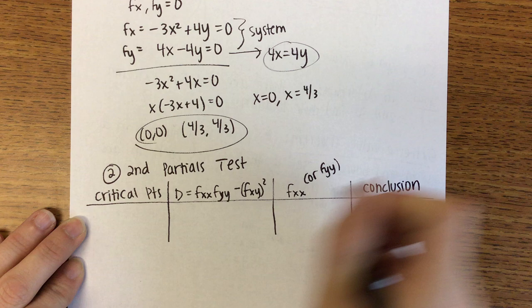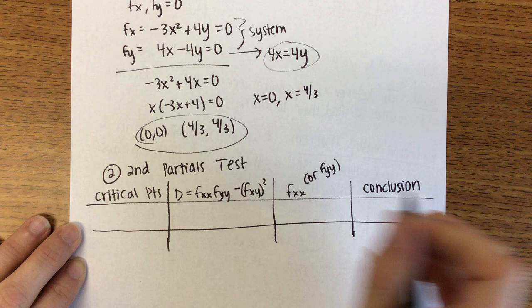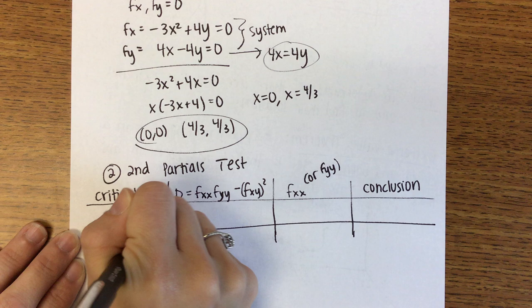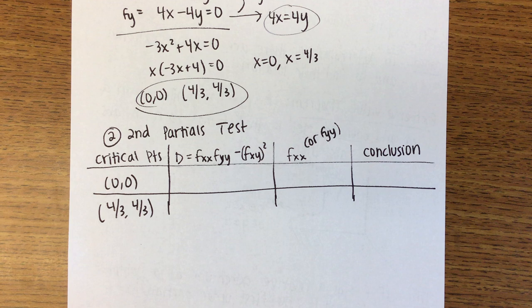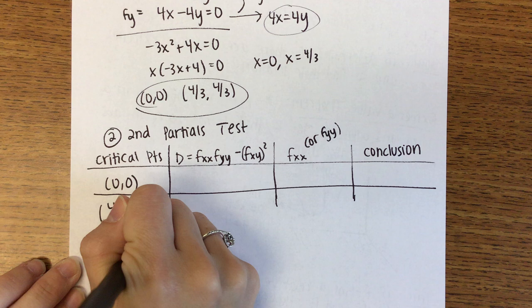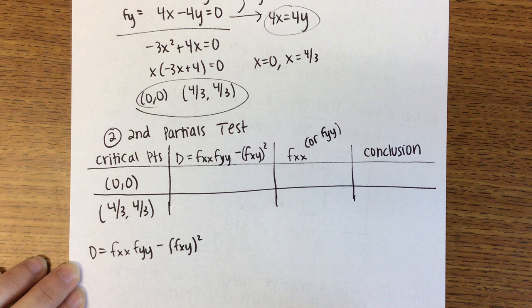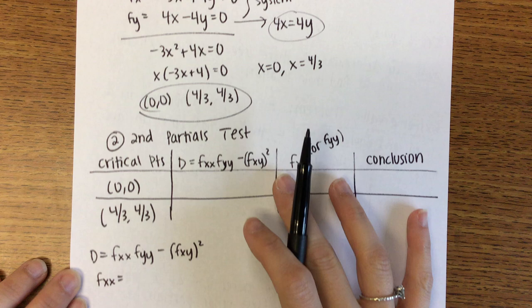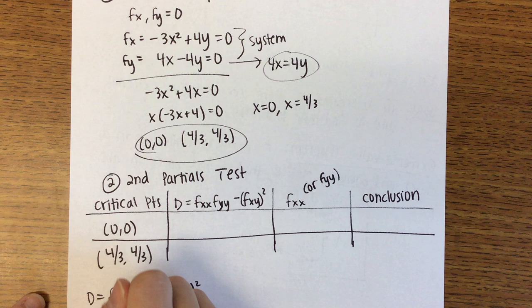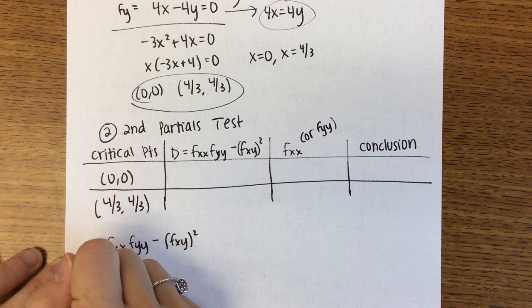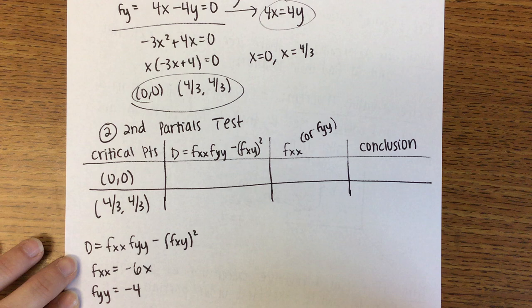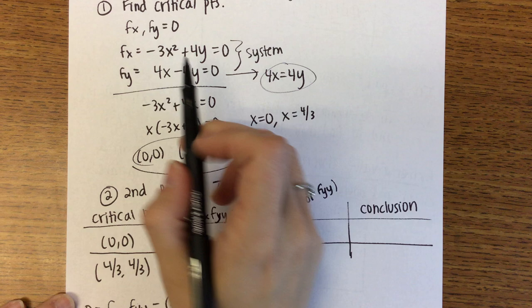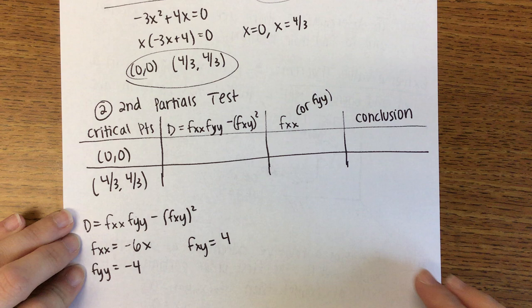So in this case, our critical points are (0, 0) and (4/3, 4/3). We need to find everything for D. So D is fxx, fyy, minus f of xy squared. First partials with respect to x and y we found above. So fx was negative 3x squared plus 4y, so fxx will be negative 6x. Fyy will be negative 4. Fxy, if I use fx and take the derivative with respect to y, I get 4. Remember that that should be the same as f of yx, so either of those is fine.